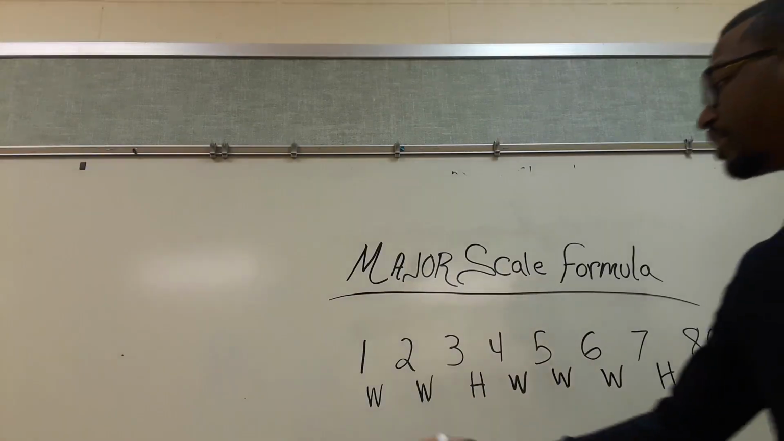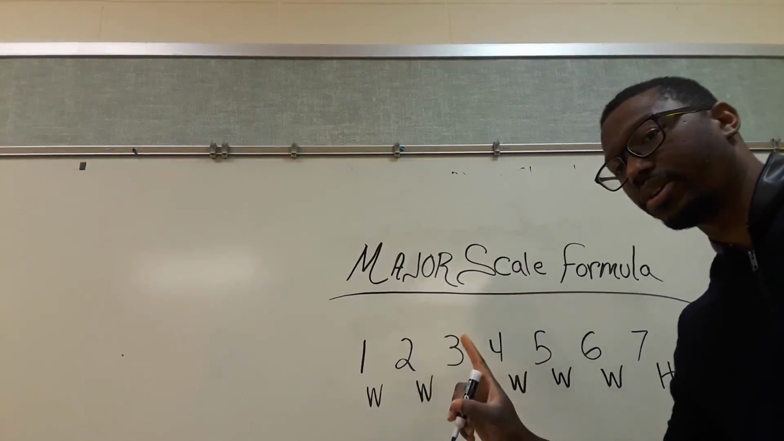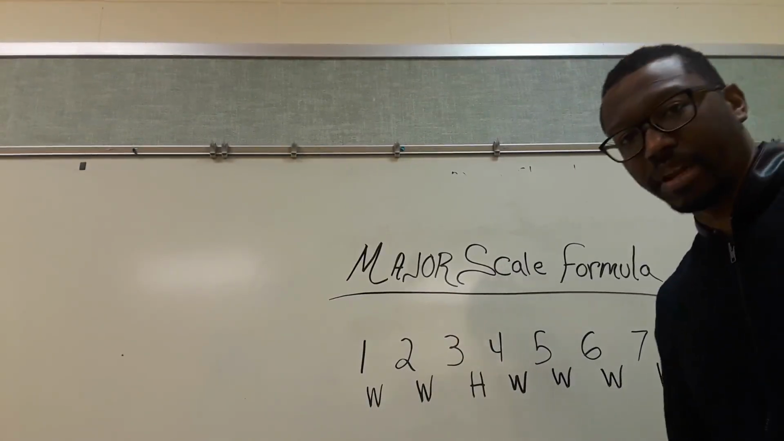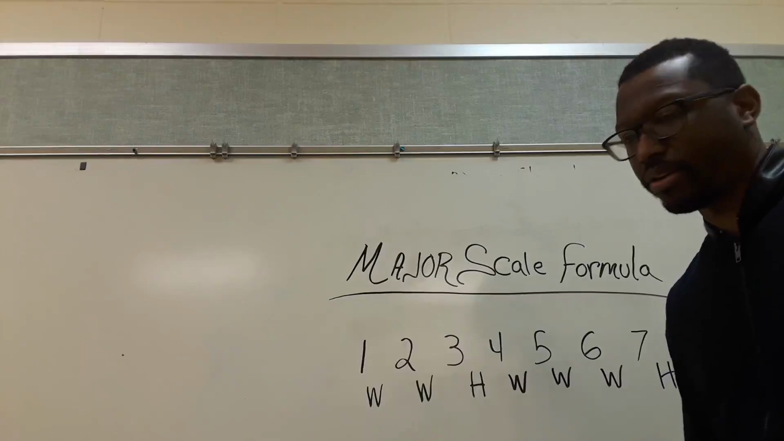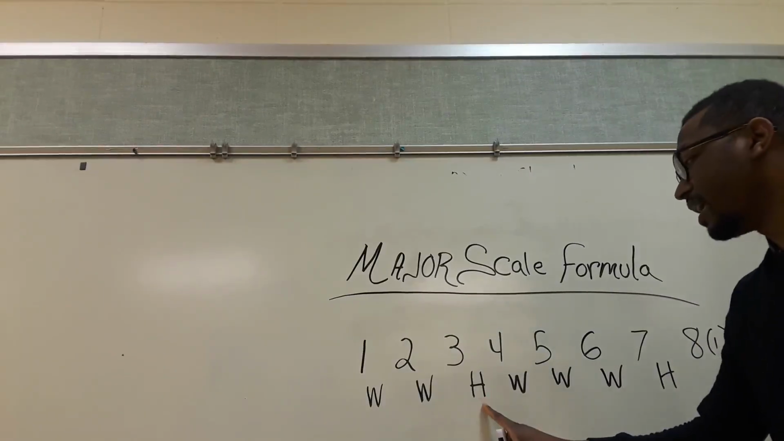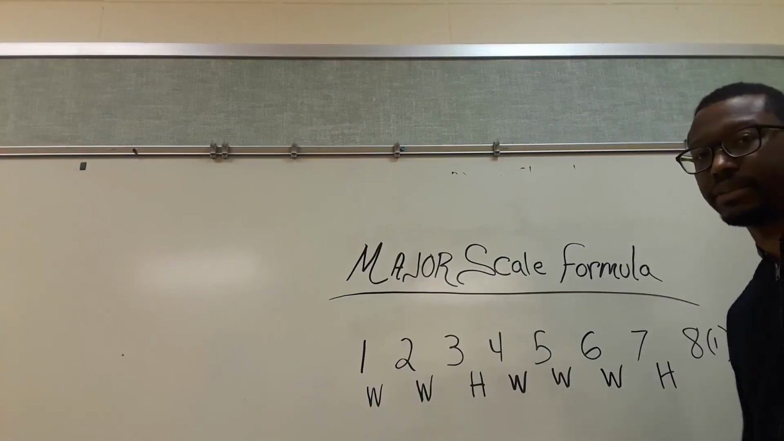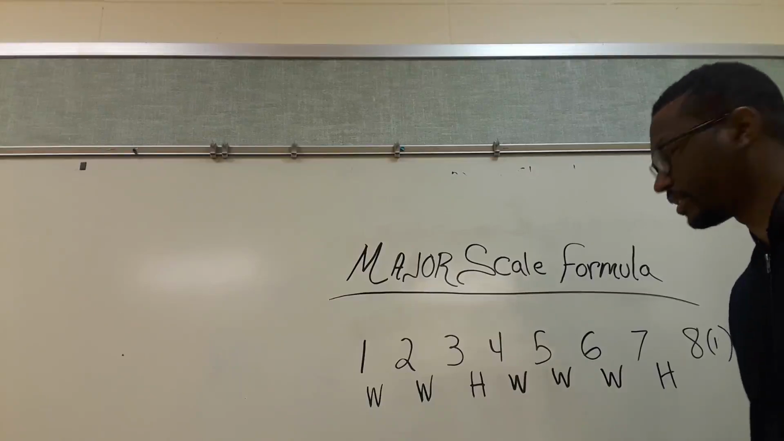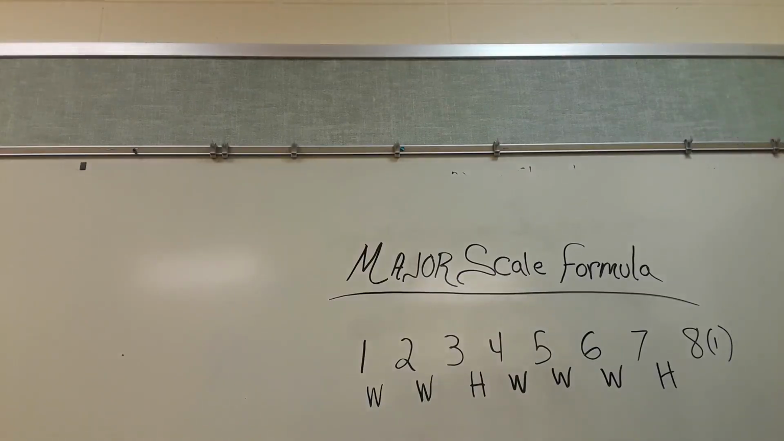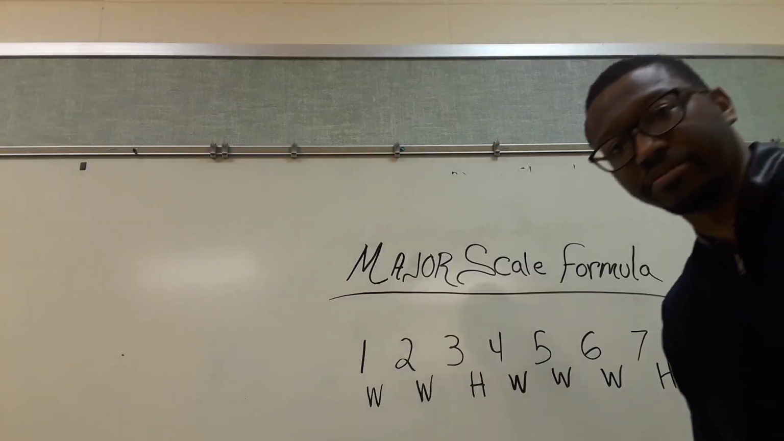So just remember, when we do a whole step, we're skipping 1 tone. And if you're playing piano, it doesn't matter whether it's a black key or a white key. For an H or a half step, we're not skipping anything. We're going directly to the next tone. Okay, and those are things to keep in mind. With this formula, you can figure out all the notes in any of the 12 keys.